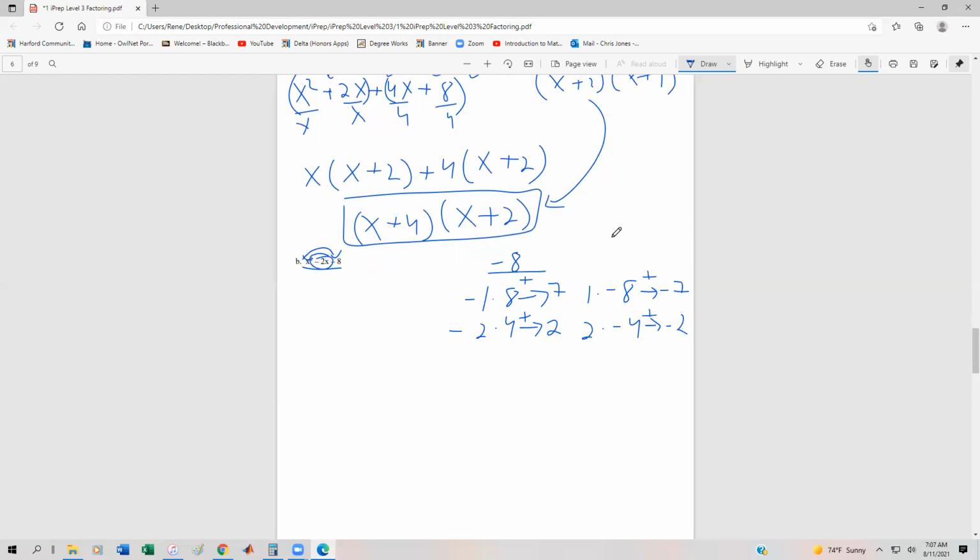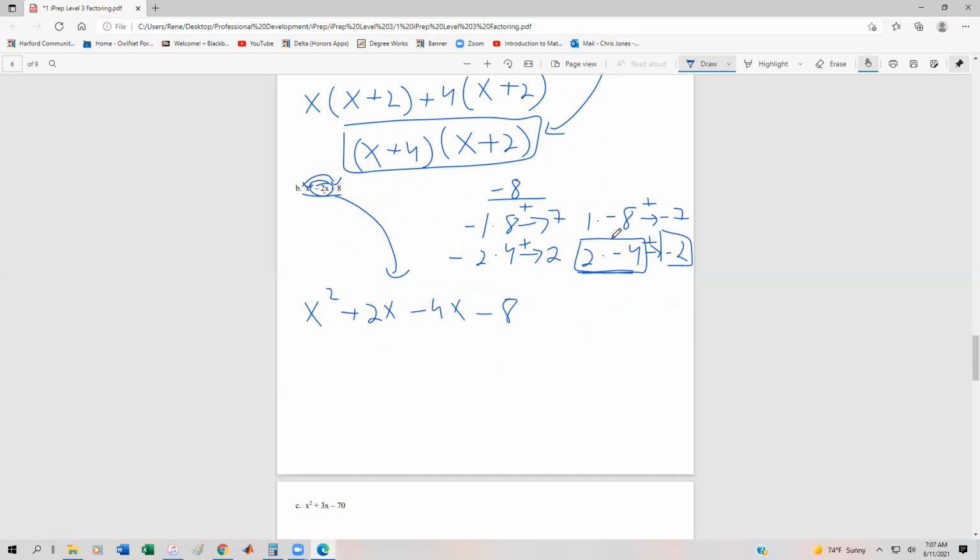And we're looking for the middle term to be negative 2, which is going to be these two factors, 2 and negative 4. Now we're going to split this up: x squared plus 2x. So we're splitting up the negative 2x using these two terms. So 2x minus 4x minus 8. And now we're going to factor by grouping. One thing to remember is that we can rewrite this as x squared plus 2x plus negative 4x minus 8.